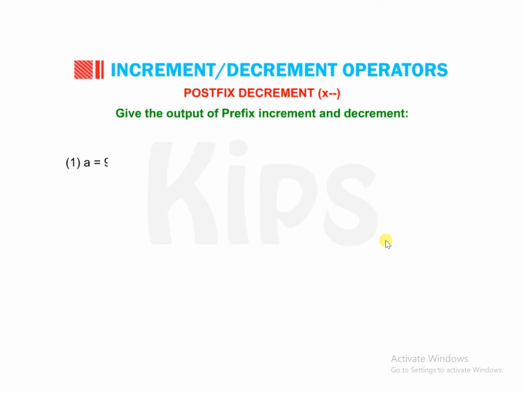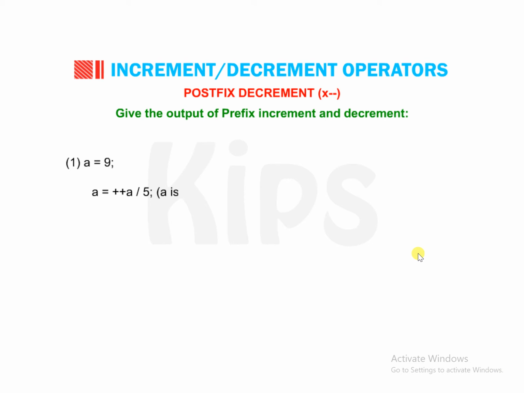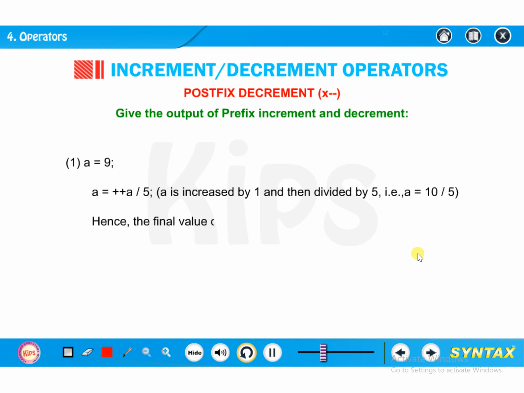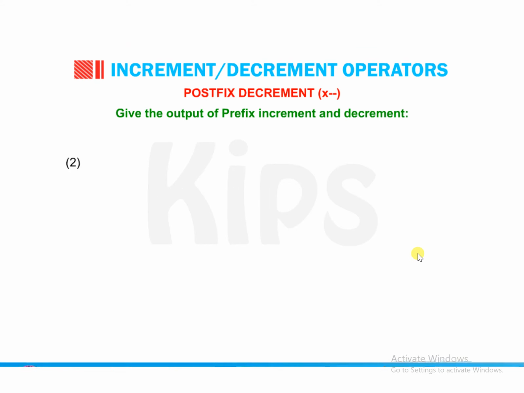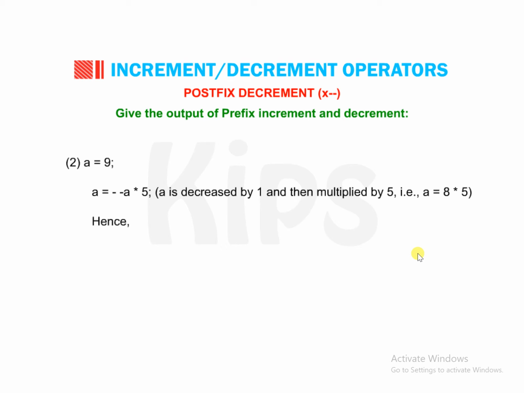Give the output of prefix increment and decrement. 1. a = 9; a = ++a / 5; a is increased by 1 and then divided by 5, that is a = 10/5. Hence the final value of a is 2. 2. a = 9; a = --a * 5; a is decreased by 1 and then multiplied by 5, that is a = 8 * 5. Hence the final value of a is 40.